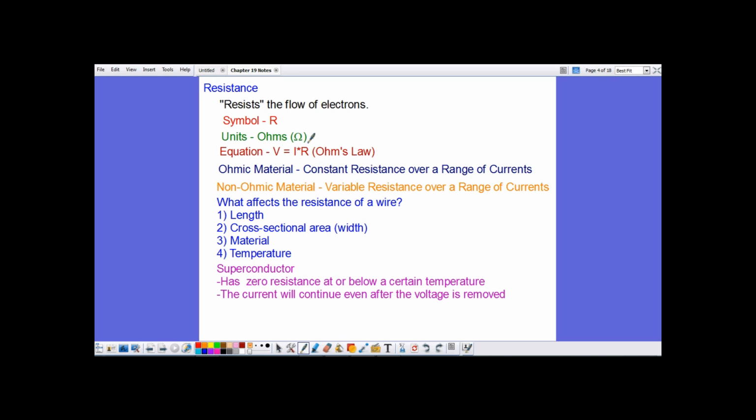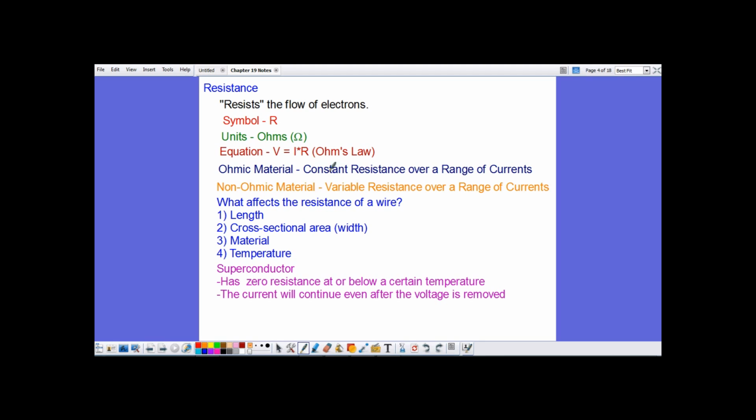Resistance, we use a symbol R to represent it. The units are ohms. Okay? And we don't use the letter O for the symbol because if we did, and we tried to write a number like 15 ohms, it might look like 150. So instead we use the Greek letter omega, the capital omega.